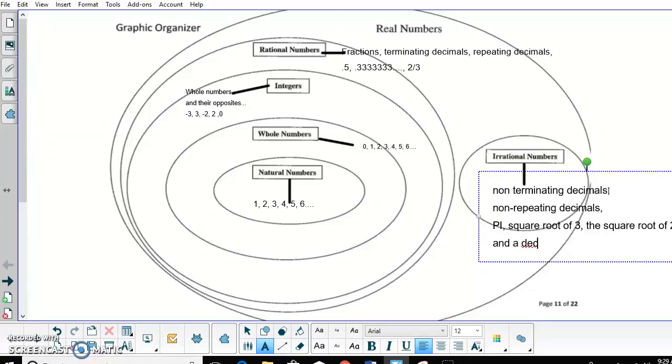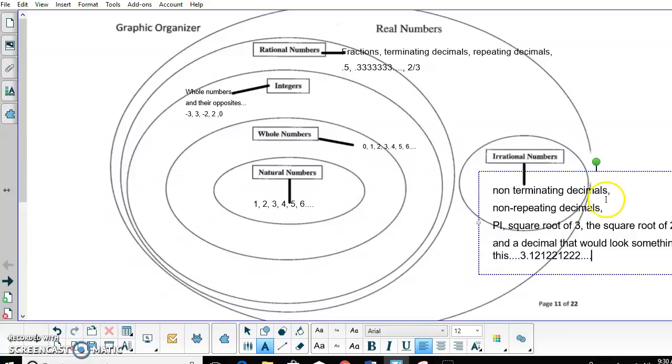and a decimal that would look something like this: 3.1212212222. If you see something that looks like that, it's not repeating, and it goes on. It's a crazy number. Therefore, it is an irrational number.